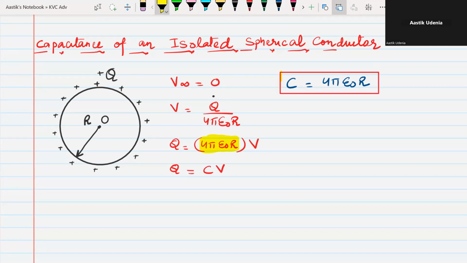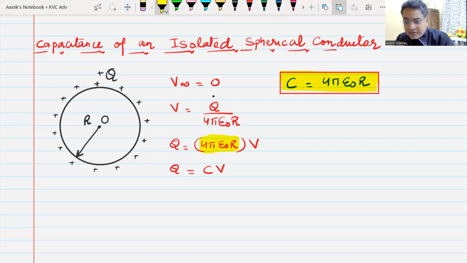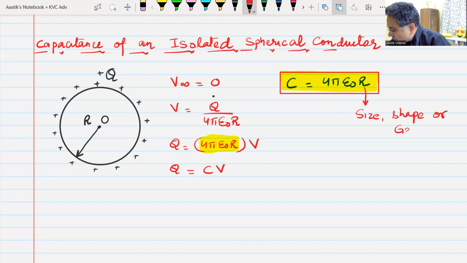I'll give you 1 minute, but first listen to me. You can see that this capacitance depends on R. Do we see this? Yes or no? Yes, sir. This capacitance depends on R. That means when I say R, it was a sphere. If it was a disc, the potential would have been different. If it was a square plate, the potential would have been different. So basically, this R stands for a size, shape, or geometry. Yes or no? Yes, sir. This R comes because of its size, shape, or geometry.